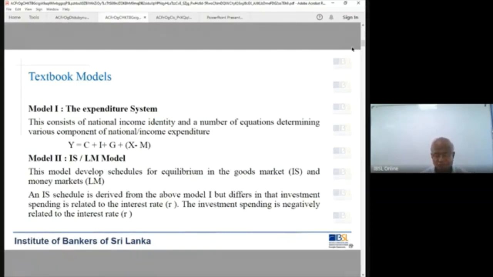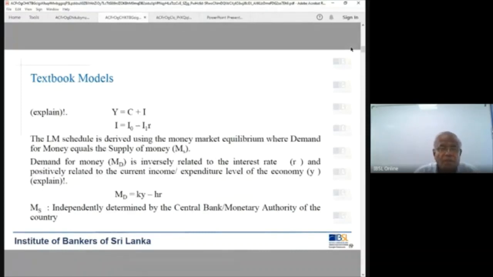So when the interest rate increases, present value decreases. There is a tendency to drop the particular investment projects. So when the interest rate increases, investment decreases; there is a negative relationship between the interest rate and investment. This point is very important to understand.